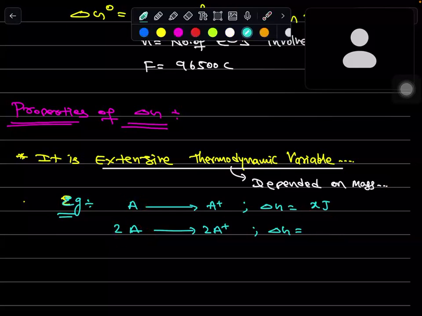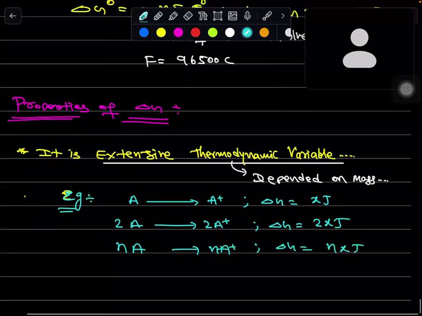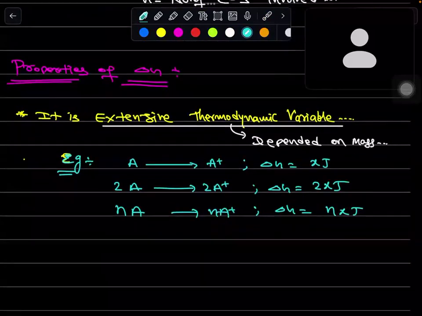What happened here? Number of moles. Number of moles is mass. Here 1 mole, but it became 2 moles. For 1 mole it is x, so for 2 moles it must be 2x. Extensive thermodynamic, dependent on the mass, means that's how it is. If I take n moles of A to get n moles of cation, the del G value will become n times x. Are you understanding what is meant by extensive thermodynamic variable?